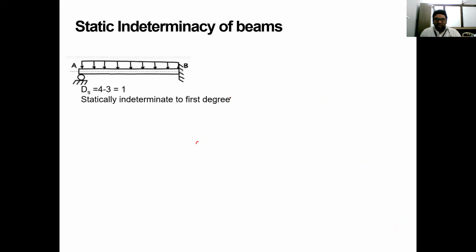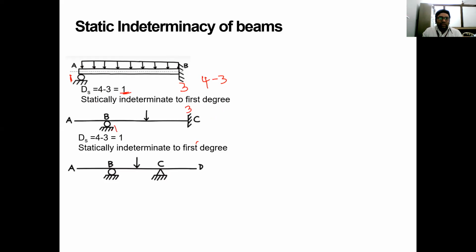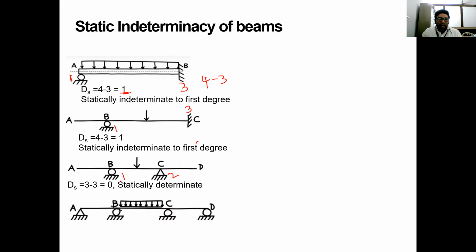Okay, so all of you, a kind of revision of what we have already seen. I'm not going to solve, but I've put it in the slides for your better understanding. So you have a fixed support and a roller support. So total here how many? 3, here 3, here 1. Total 4. And how many equations of equilibrium? 3. So degree is equal to 1. Like that, here also we have 3 and 1. Total 4 minus 3, 1. So here we have 2 and here 1. So 3 minus 3, 0, that is determinate.